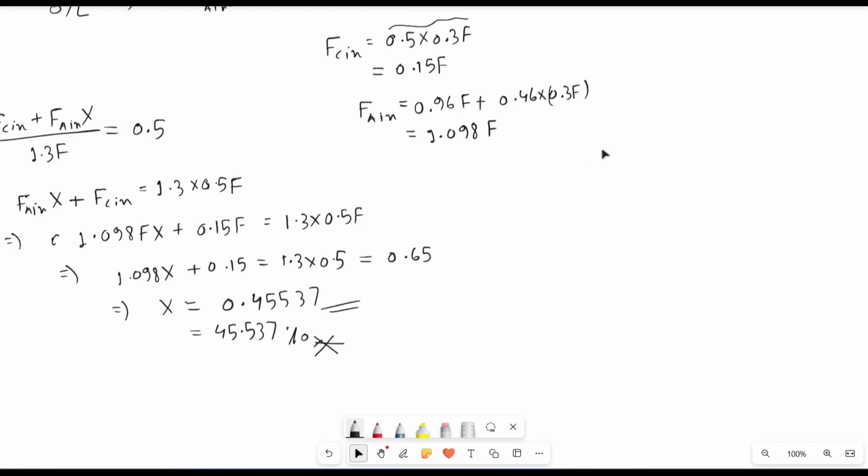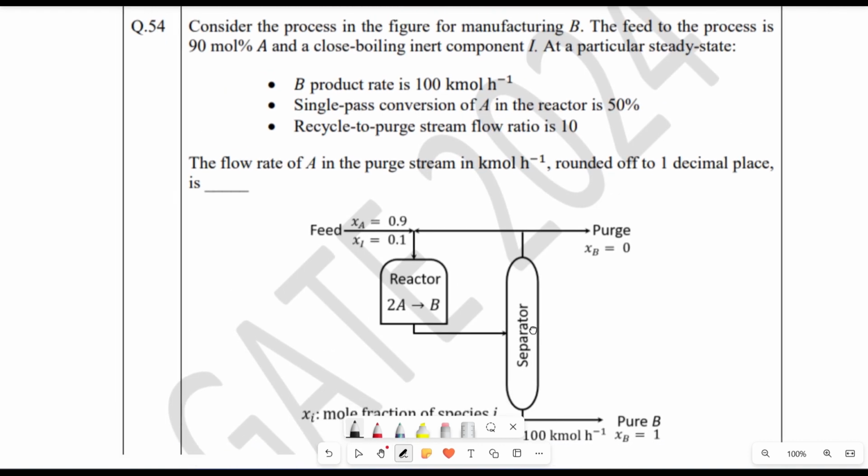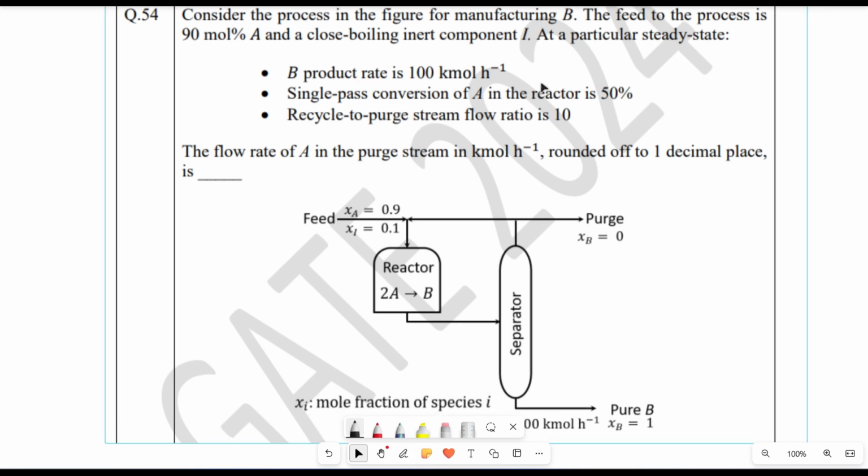Let us go to another question, which is a GATE 2024 question. Now it reads: consider the process in the figure for manufacturing B. The feed to the process is 90 mole percent of A, and a close boiling inert component I. At a particular steady state, the B product rate is 100 kilomole per hour. Single pass conversion is 0.5. Recycle to purge flow is 10.